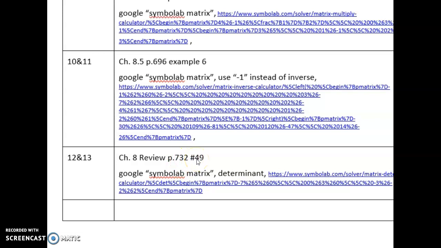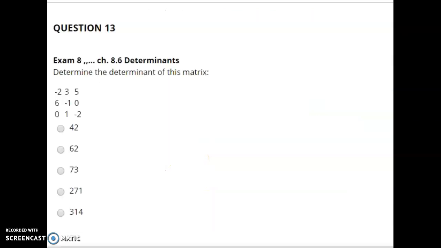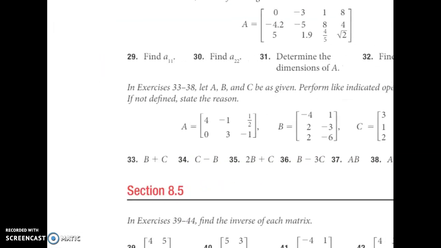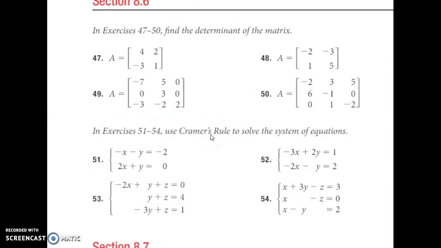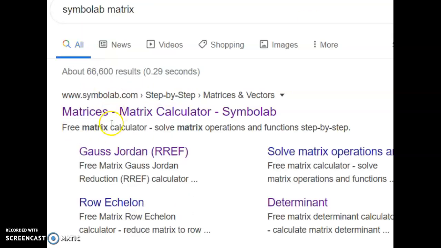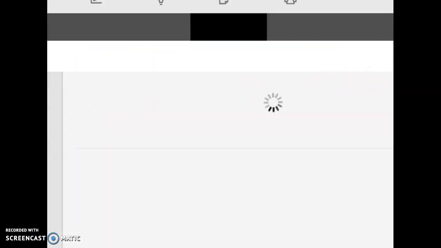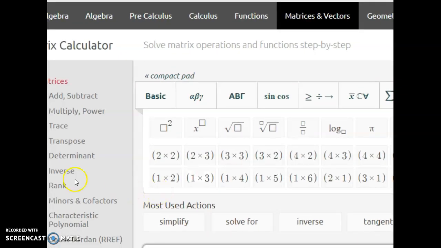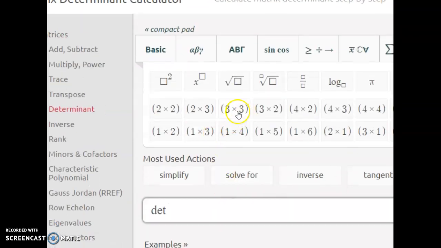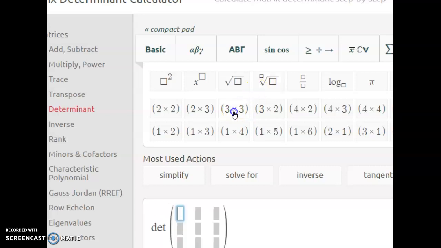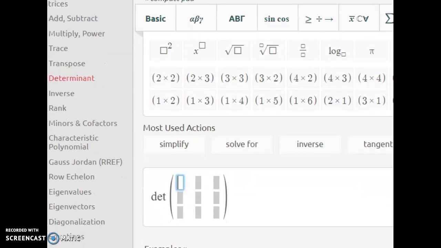So as an example, I chose number 49 from the book. So let's see, almost there. There we go. So this is the one I chose. I'm plugging that into Symbolab. Again, Google Symbolab matrix, so you might already have it open. Click on it, and over here it says determinant, and when you click that, it's going to look like this. And then the example that I'm using is a 3×3 matrix. Yes, I'm going to click on here, and then I copy it from the book.